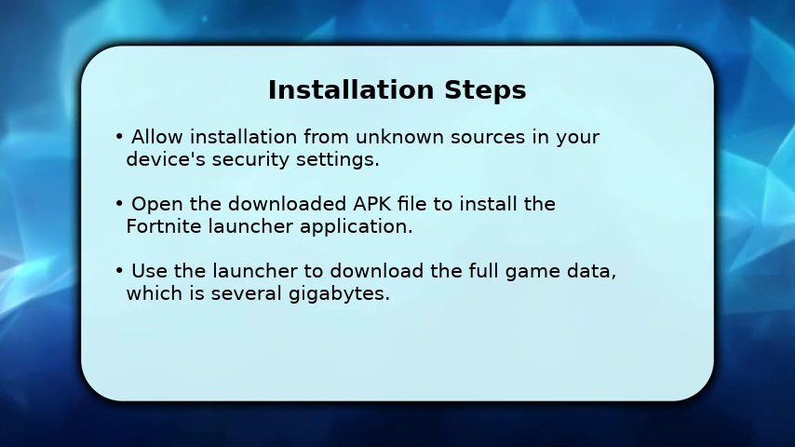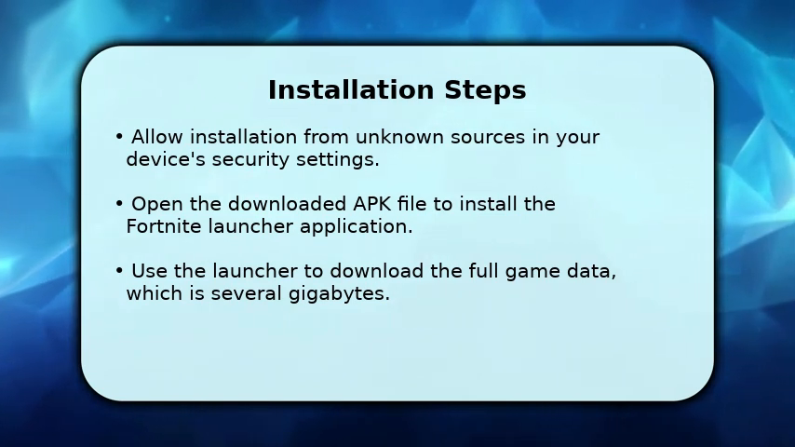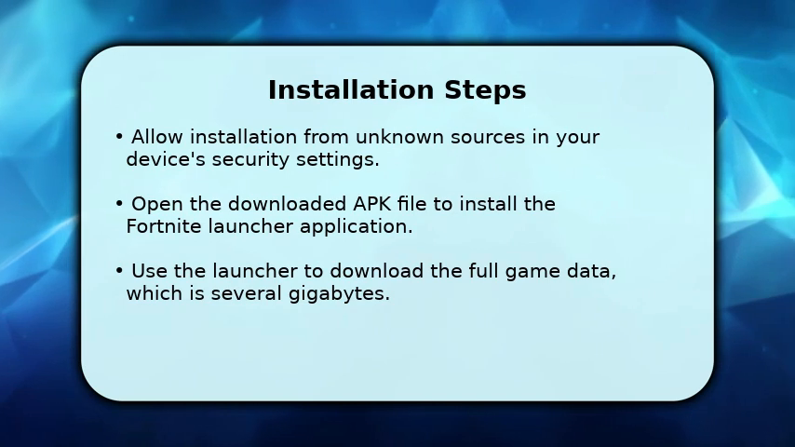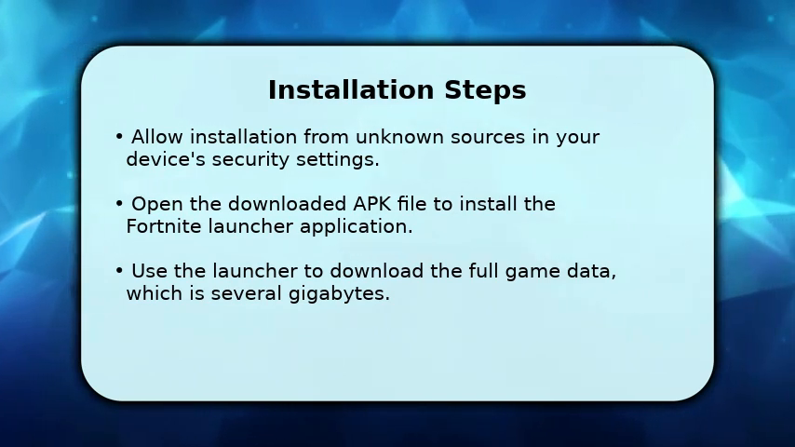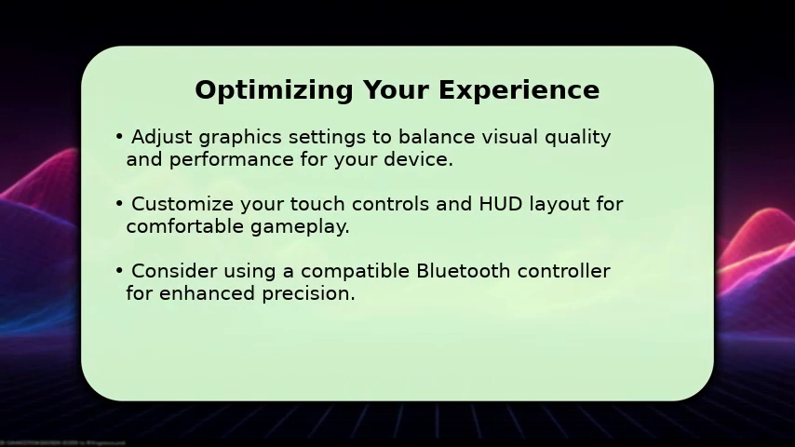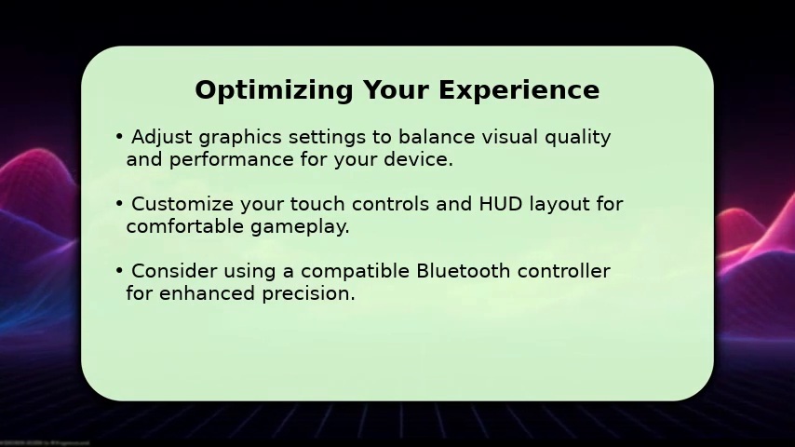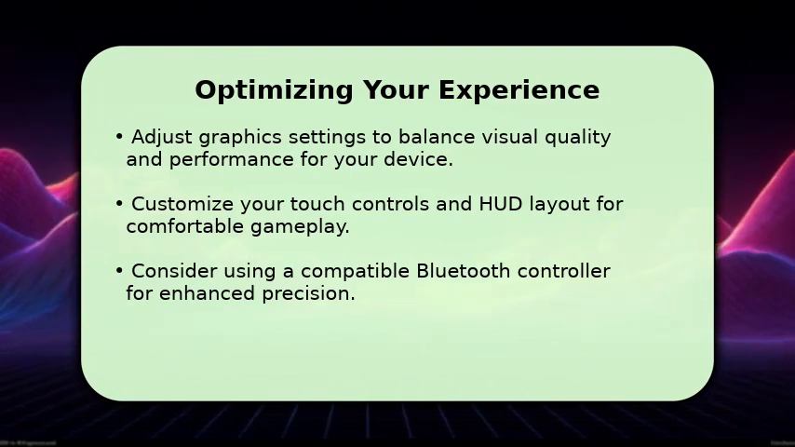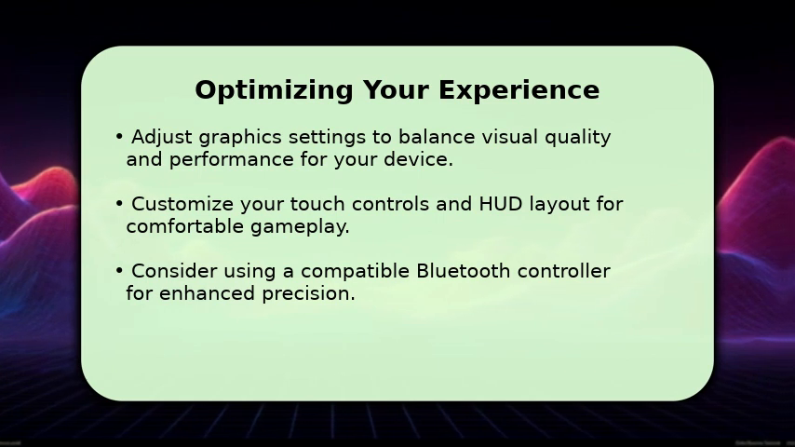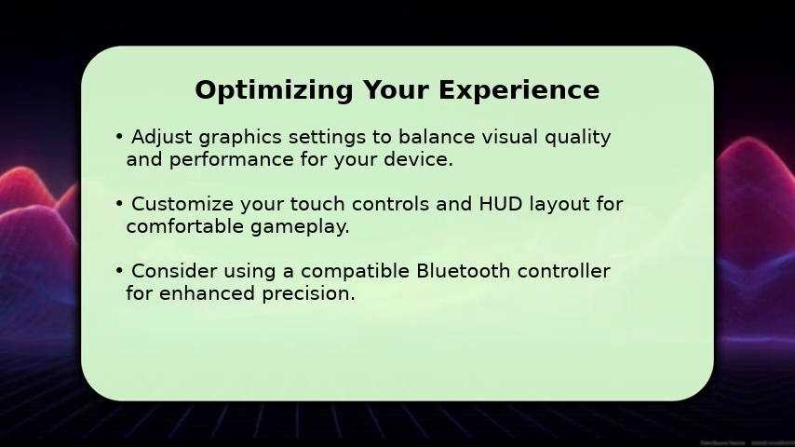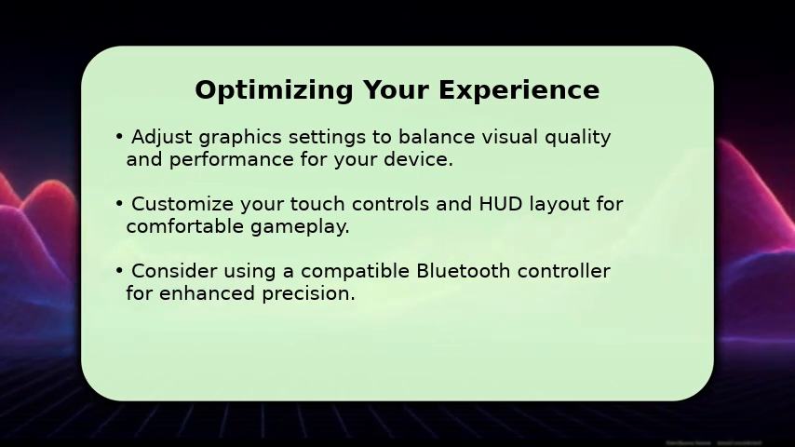After the launcher is installed, open it to download the main game files, which typically range from 8 to 10 GB, depending on updates. To optimize your gameplay, dive into the Settings menu. Start by adjusting your graphics quality. Lower settings often provide smoother frame rates, which is crucial for competitive play.